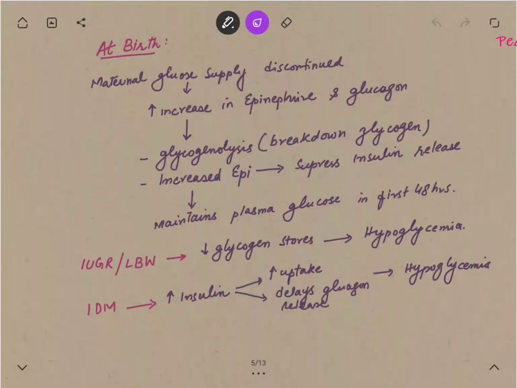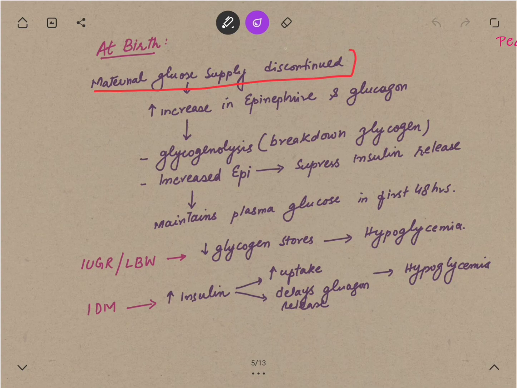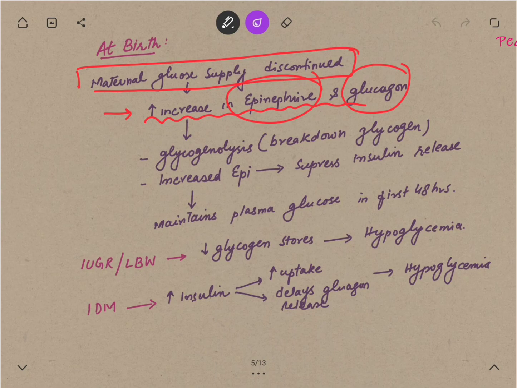Now we are going to discuss how hypoglycemia occurs and what physiological changes are occurring in the baby. We know that at birth, when the umbilical cord is detached from the mother and the fetus, the glucose supply from the mother is stopped. Now when the glucose supply is stopped, the newborn baby produces an increased amount of epinephrine and glucagon. These are both stress hormones.